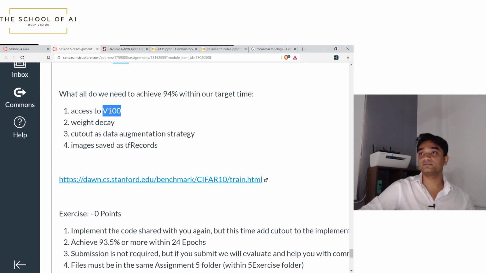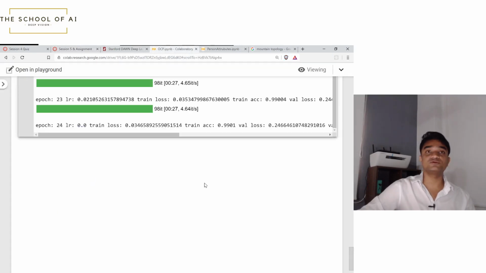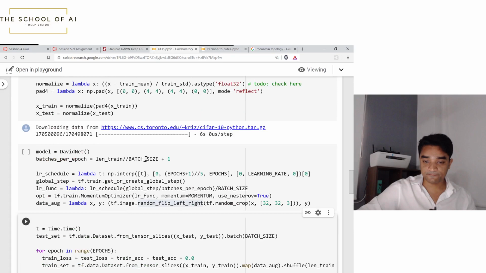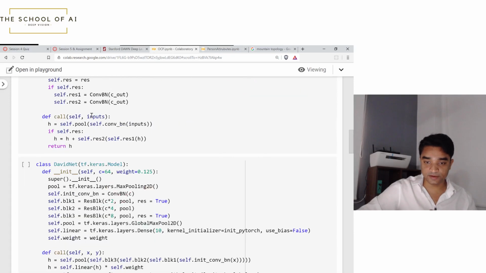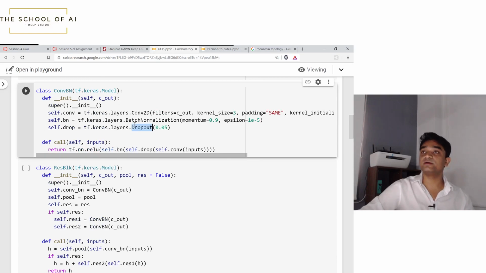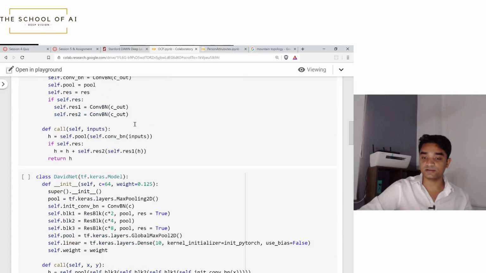We need V100. On Colab, I can't do anything to reach 26-27 seconds. I need to add weight decay. Why do we need to add weight decay? I've used dropout already here. You see the code. Here I used dropout. Image augmentation mostly I've used. So cutout is left. So I can add some sort of cutout.